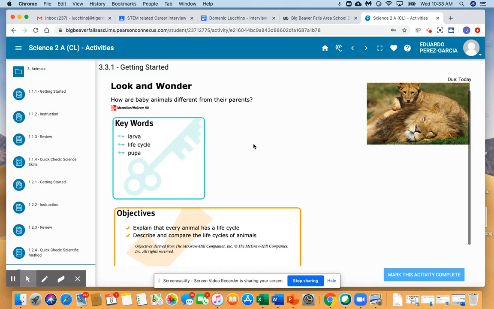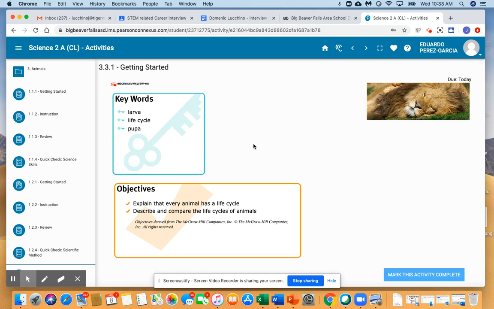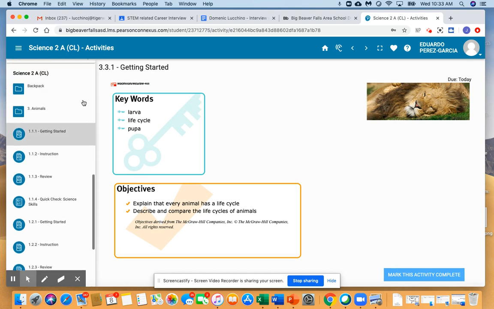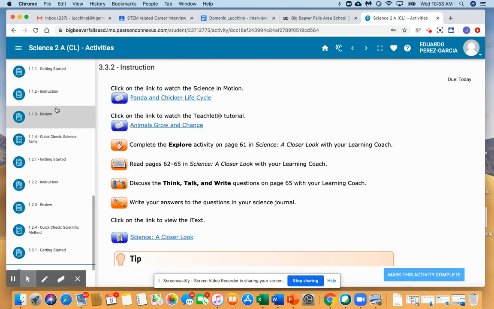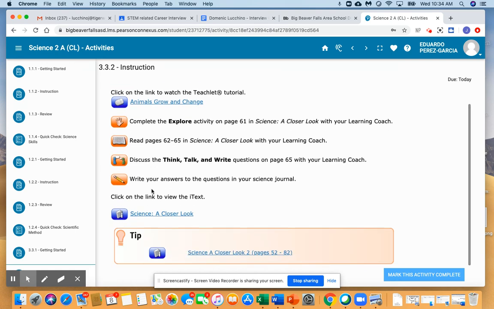Science, we have our different keywords here and our objectives. Mark your activity complete for 3.1. Take a look at our instruction for the day. Okay, we have a little link to watch panda and chick life cycles. Animals are growing and changing, and then they're going to have you look, explore, and read pages, discuss, write your answers. We're going to take a look here and here.